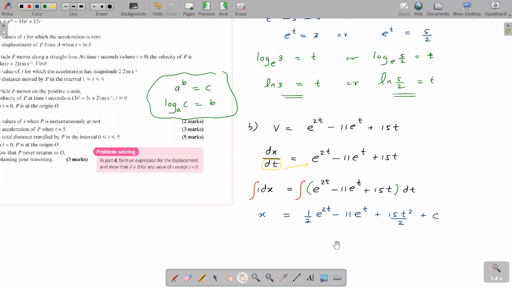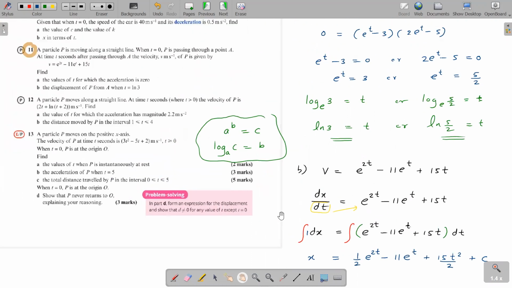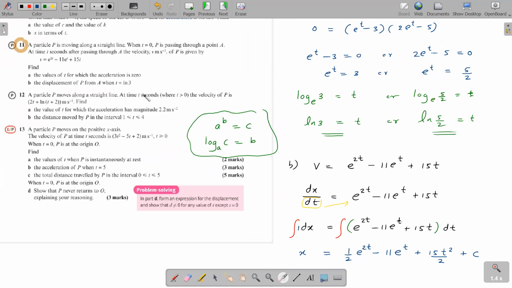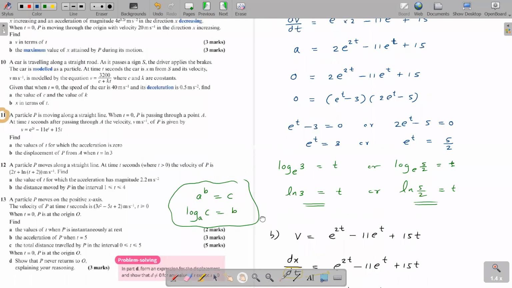Now, how do we find the c value? Because to get the equation, they are asking us to find the displacement of p from a when t is ln3. So basically, I have to use t as ln3 and get x, but I can't directly use t as ln3 while this c is there over here. So I have to find the c value. How do I get the c value?